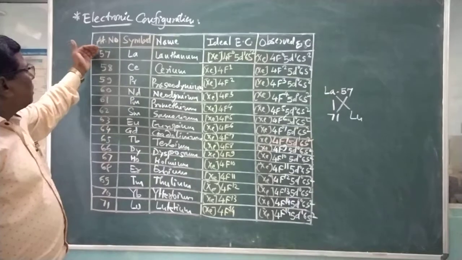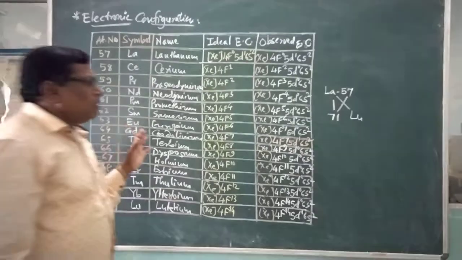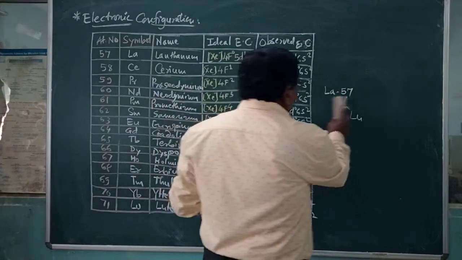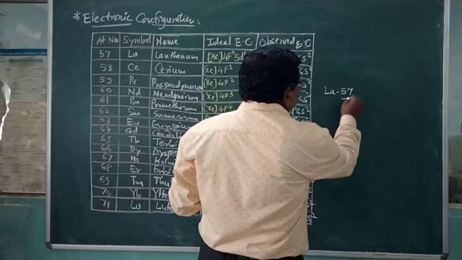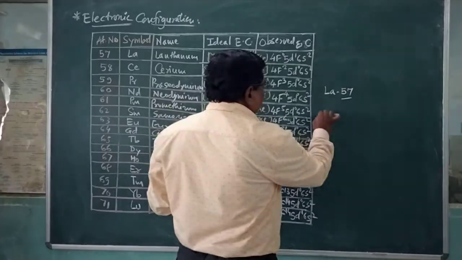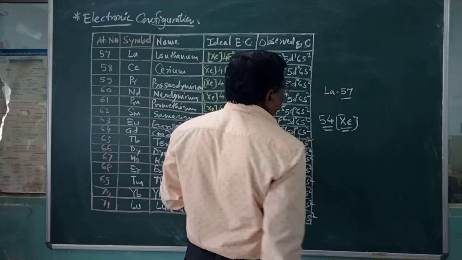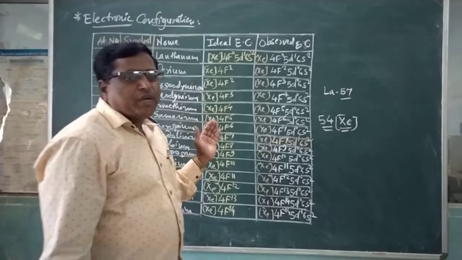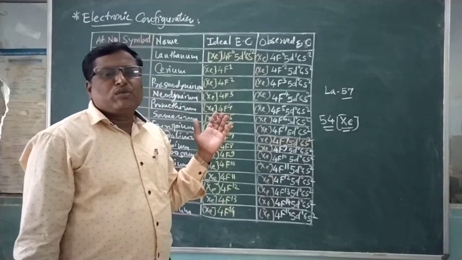Now when we take atomic number 57, how can the electronic configuration be written? When you take 57, generally what happens for the electronic configuration is that 54 electrons are accounted for by xenon. That is, xenon will be taken, which has atomic number 54. Now this electronic configuration depends upon the Aufbau principle, Hund's rule and Pauli's exclusion principle.